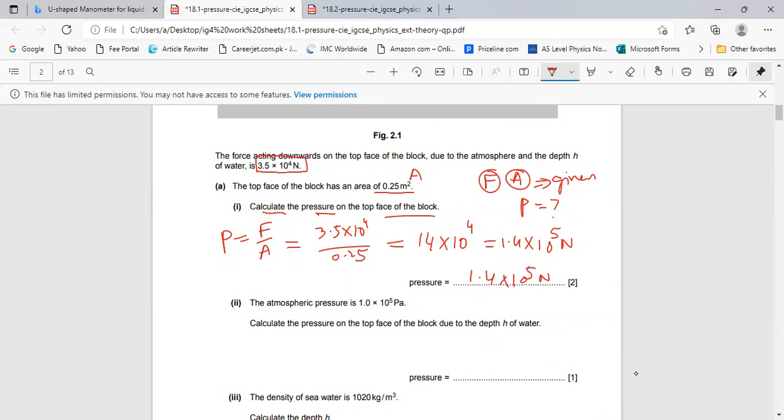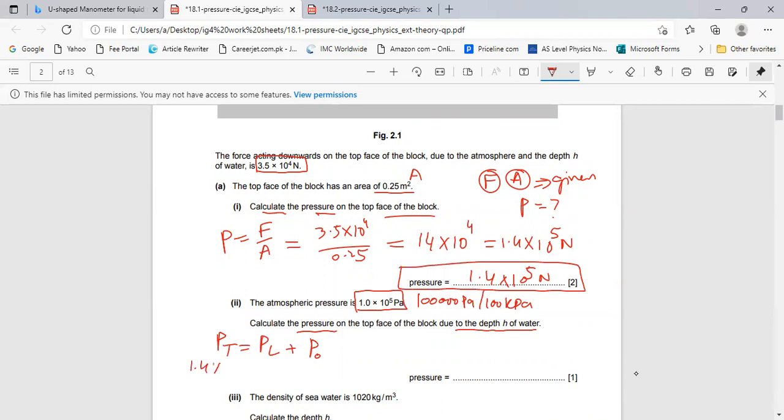Okay, now let's look at the next part. The atmospheric pressure is 1 times 10 to the power 5. It can also be written as 100,000 Pascal, or 100 kilopascal. Calculate the pressure on the top face due to the depth h of the water. Now we know that total pressure is equal to liquid pressure plus atmospheric pressure. The total pressure given was 1.4 times 10 to the power 5, the atmospheric pressure is 1.0 times 10 to the power 5, and you have to find the liquid pressure.